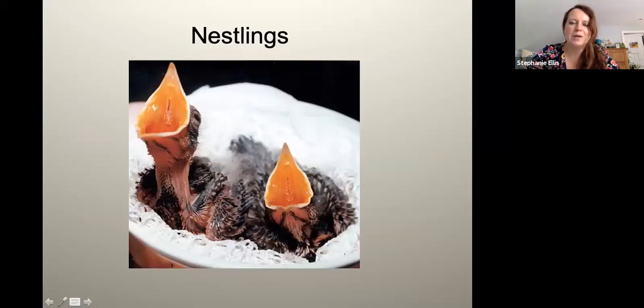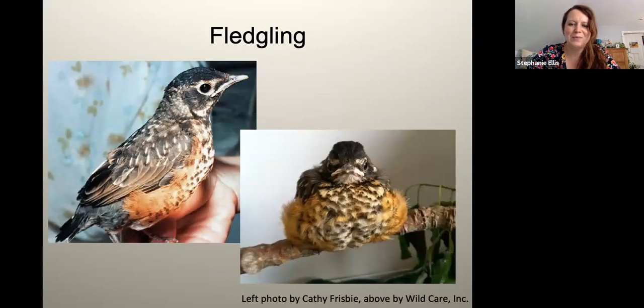Okay, these are what American robin nestlings look like. And then this is an American robin fledgling. I love this one on the right. He's just fat and content.